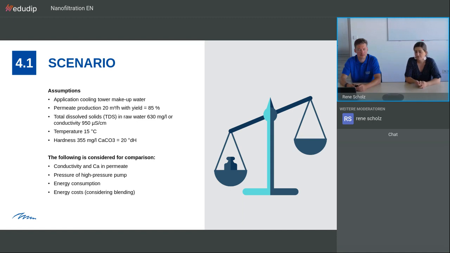For calculating the energy costs, we have considered blending, because you need water for a cooling tower. It's not necessary to have completely demineralized water, right? So if we used reverse osmosis for treatment of the water, we would blend afterwards anyway. To have a proper comparison, not to compare apples and bananas, we are looking at the energy consumption of the reverse osmosis, but also the energy consumption of reverse osmosis if one part of the water comes from raw water with blending, so that we achieve in the end the same hardness and conductivity in the permeate as with the nanofiltration. So then it's really an exact comparison.